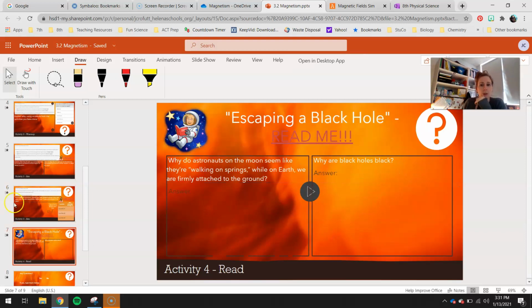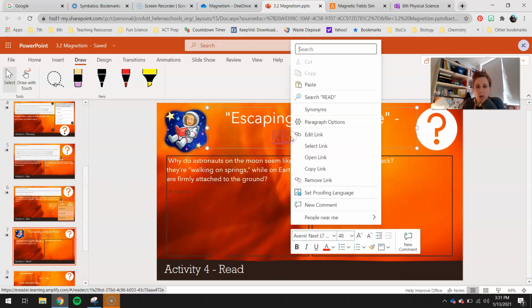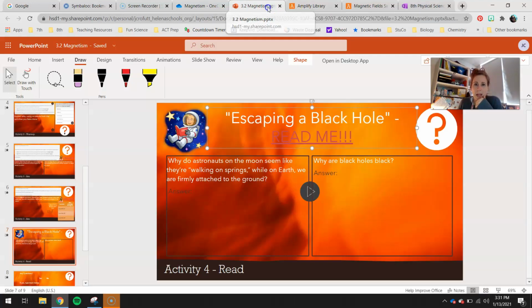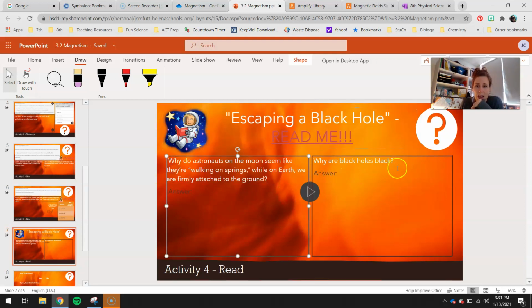And then finally, you have a little reading to do today. Your article is Escaping a Black Hole, so you're going to learn a little bit about black holes and whether you can escape them, and then how light factors into that. So when we talk about black holes and light, what happens with that? Why do astronauts on the moon seem like they're walking on springs while on Earth we are firmly attached to the ground? That, again, is found in the reading. And then why are black holes black? Okay, so answer those 2 questions.